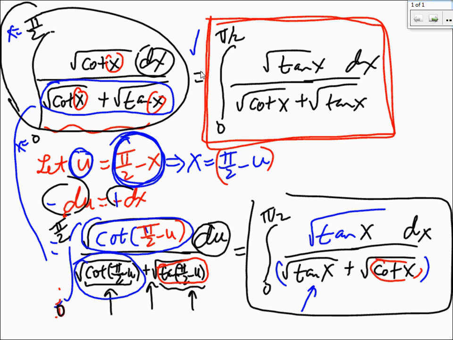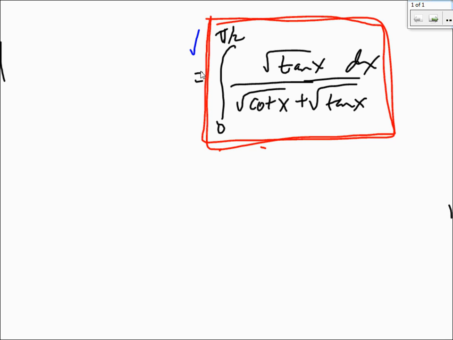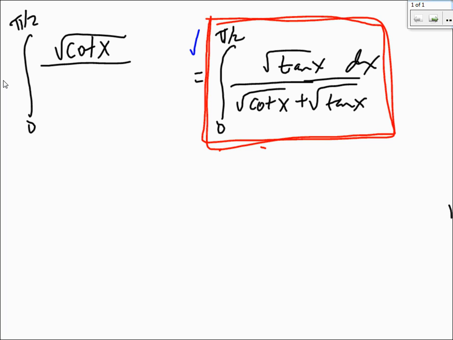Okay, let's write it down neatly and let's look at it. Let's rewrite that integral. The integral from 0 to pi over 2 of the square root of cotangent x over the square root of cotangent x plus the square root of tangent x dx. Now, these two integrals are equal. Say they both equal big I.